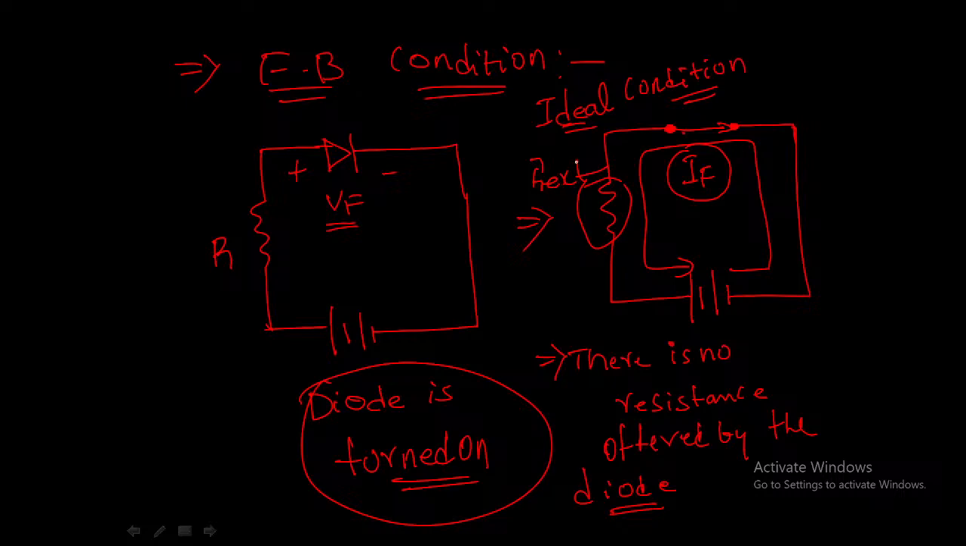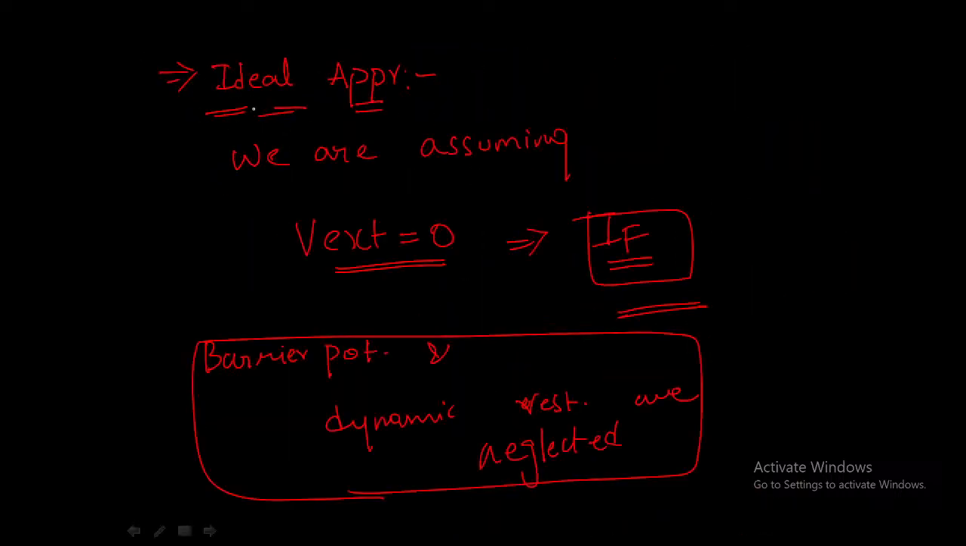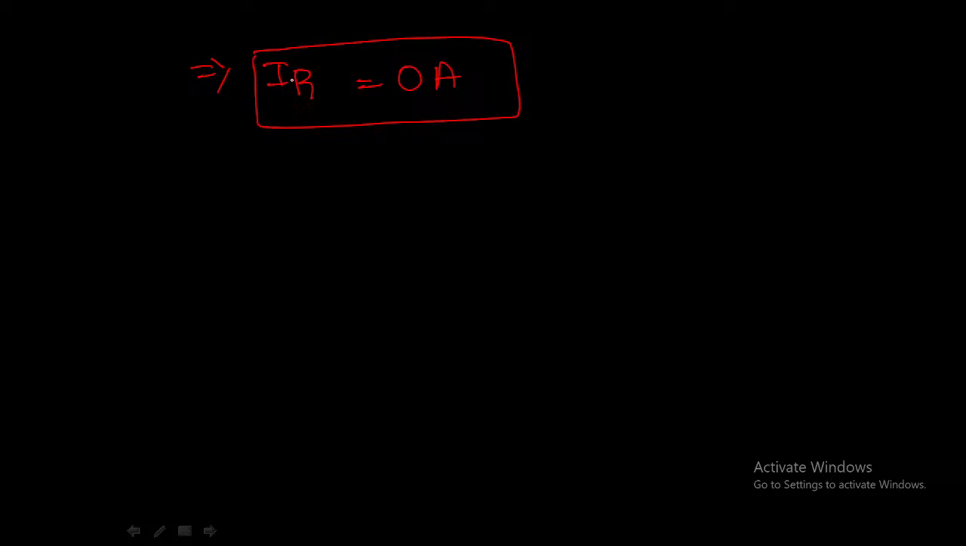And what is the current flowing through the reverse bias diode? That is IR, which will be equal to 0 amperes. So the current flowing through a reverse bias diode will be equal to 0. There will be no current flowing through the reverse bias diode in an ideal approximation.